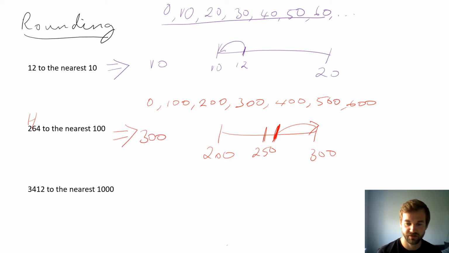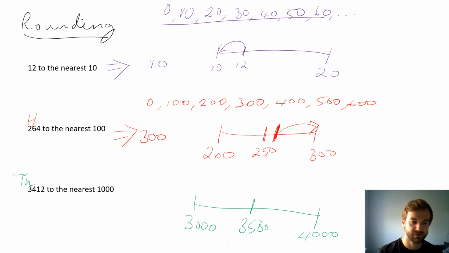And the bottom one I'll change to a different colour, we'll do green. It's the nearest 1,000. Again, we want it to the nearest 0, 1,000, 2,000, 3,000, 4,000, 5,000, 6,000, whichever one of them it's closest to. Well, it's between 3,000 and 4,000. There's 3,500, but it's 3,412, which is about here, and that rounds down to 3,000. So the answer for that one is 3,000.